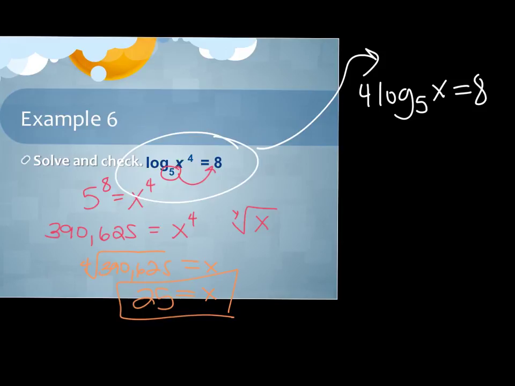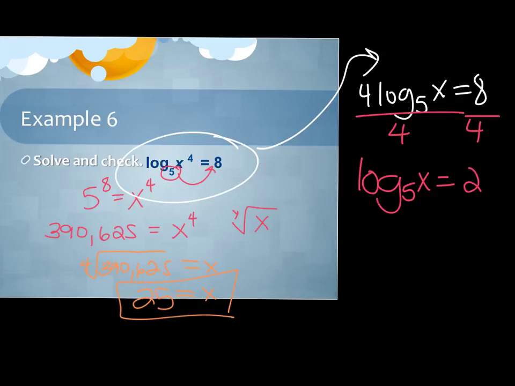How could I get rid of that 4? Divide 4 on both sides, and I get log base 5 of x equals 2. And now, can I get that in exponential notation a little bit easier? 5 comes over, picks up the 2.